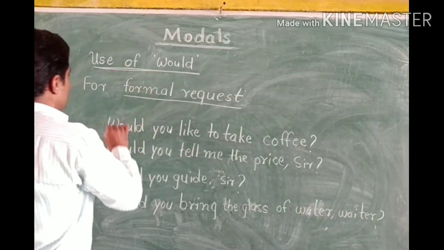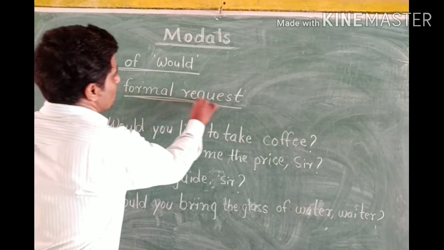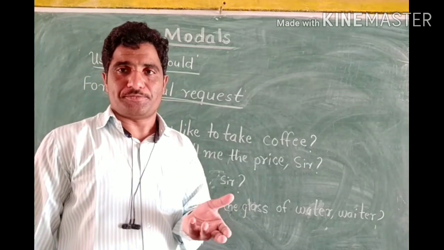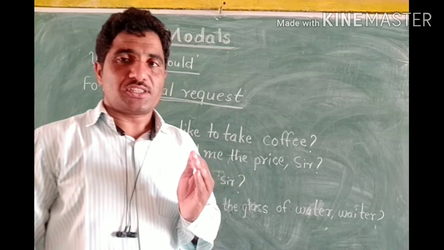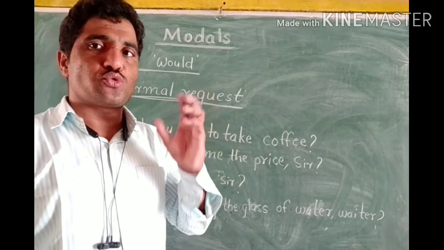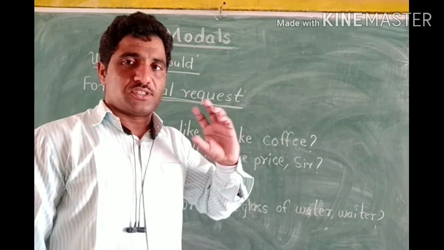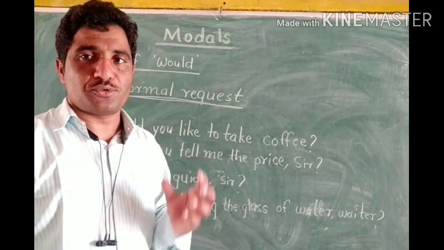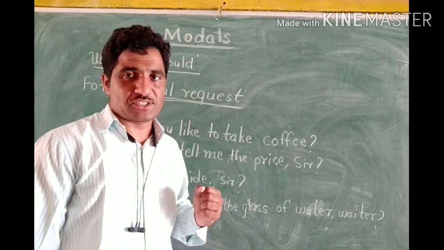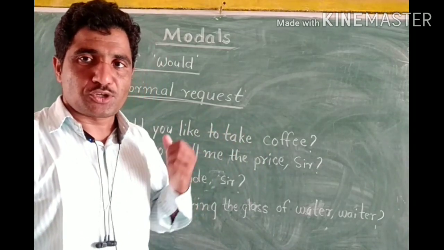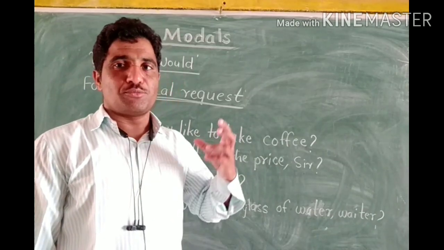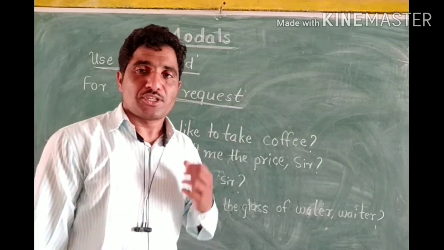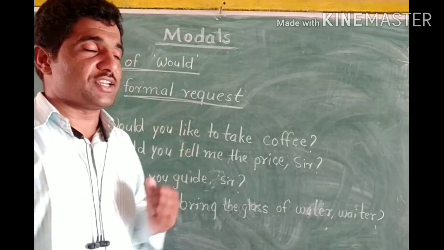Use of would. Would is used for formal request. For formal request, we use would. For the most polite request, we use could. I have told in a previous video the use of could in the most polite request. Like, could you please help me? Could you please give me 10,000 rupees? Could you please grant me leave for 2 days? Could is the most polite request.